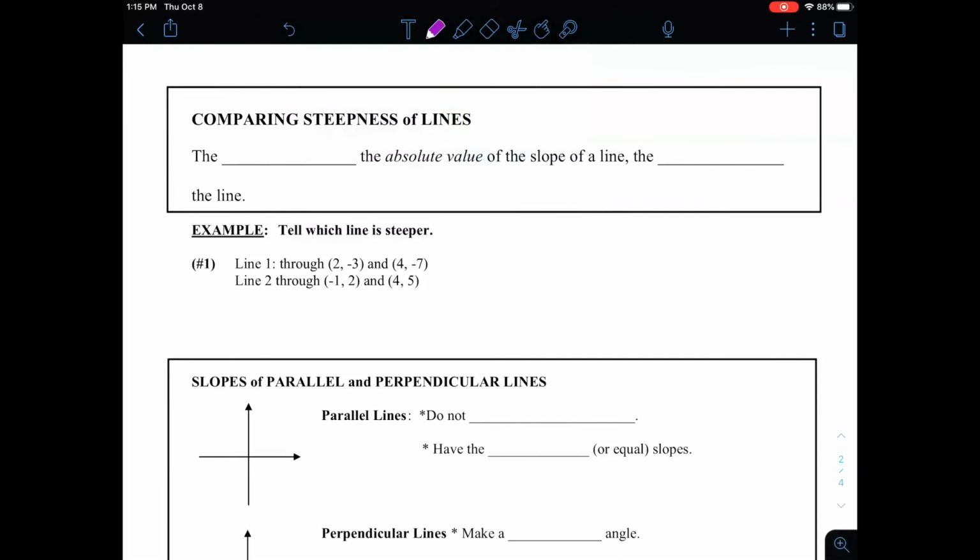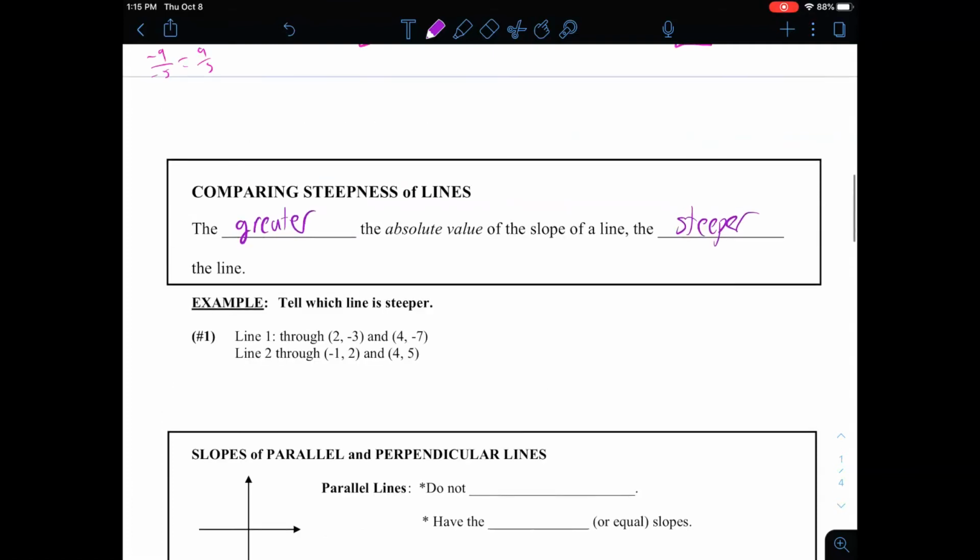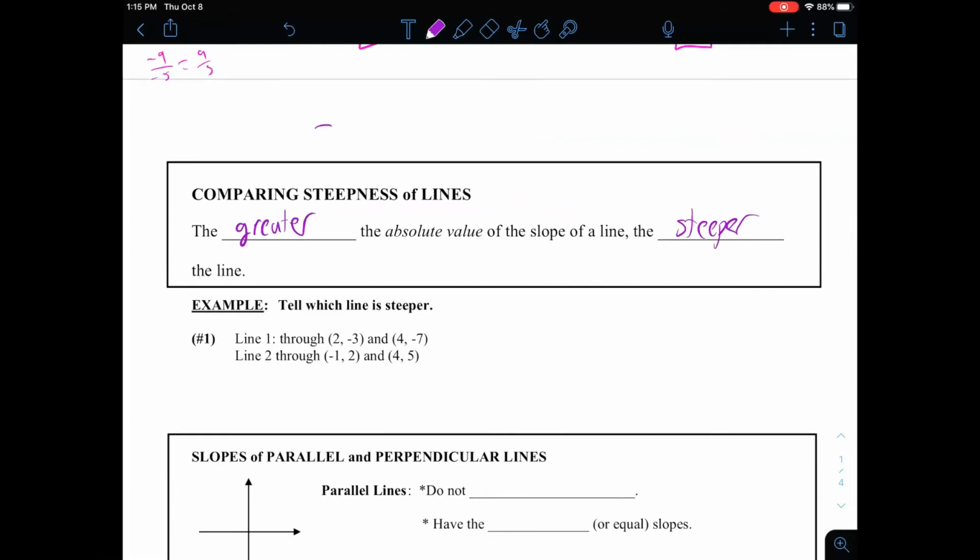So comparing steepness of lines. So the greater the absolute value of the slope of a line, the steeper the line is going to be. So for example, if you had negative 4 and 1/2, which slope is actually going to be steeper? Well, the absolute value of negative 4 is 4. The absolute value of 1/2 is 1/2. So even though 4 is more negative, it's not the most positive slope. It's the one that's got the biggest absolute value.